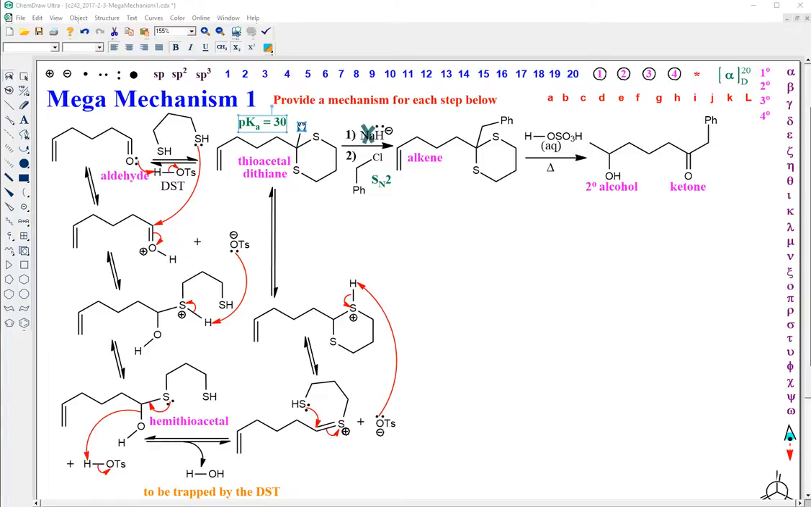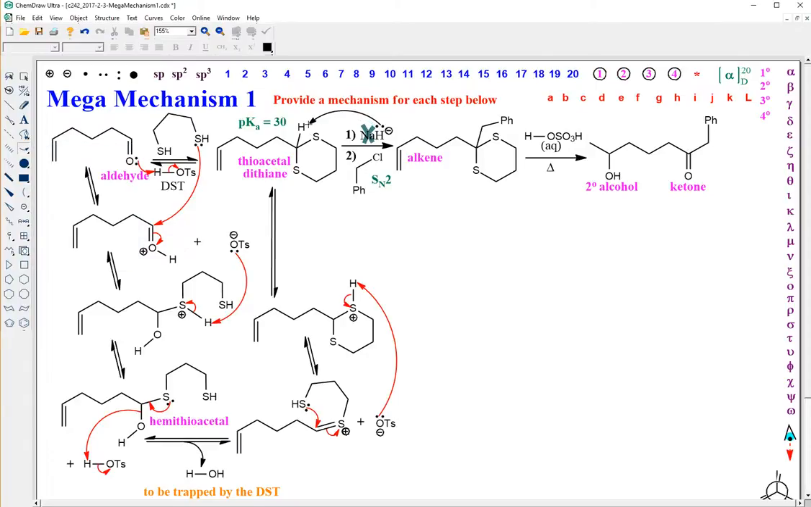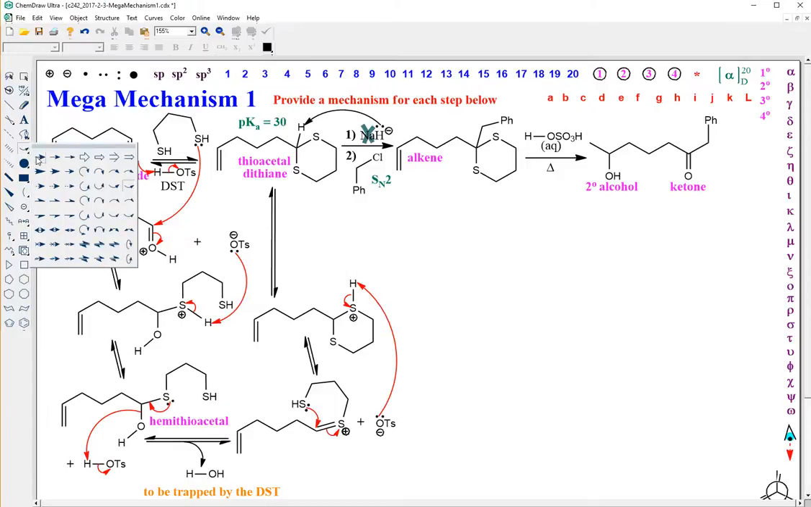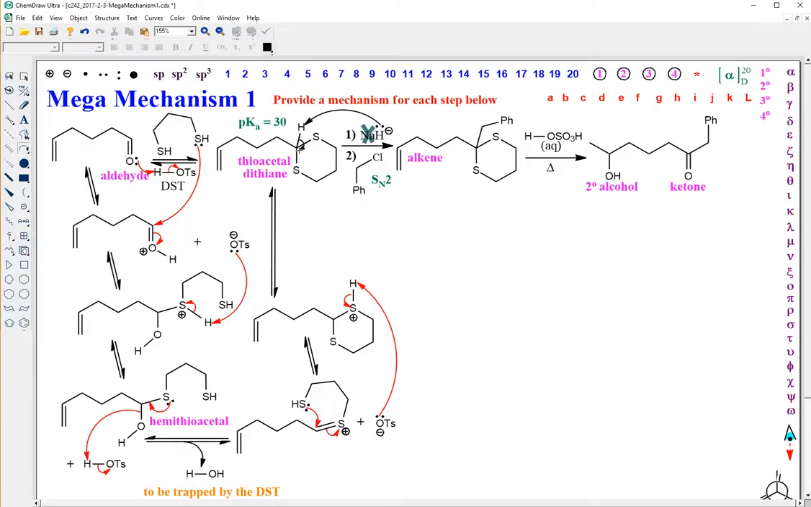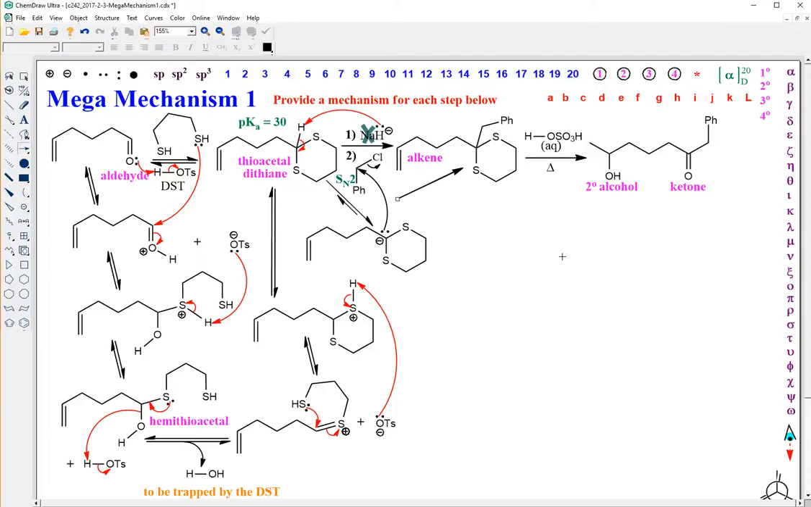Next, we have to deprotonate this acid of the dithiane, which has a pKa of 30. This can be accomplished using hydride ion. Notice I crossed off the sodium spectator. You'll be creating a carbanion right here. Next up, we're going to do an SN2 reaction on benzyl chloride, which creates the product indicated right here.